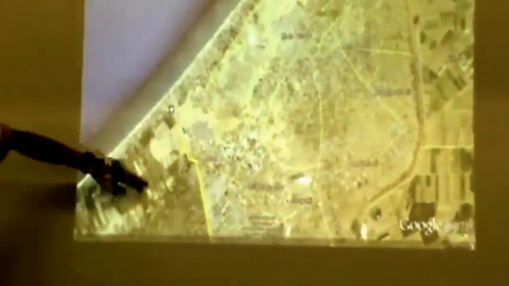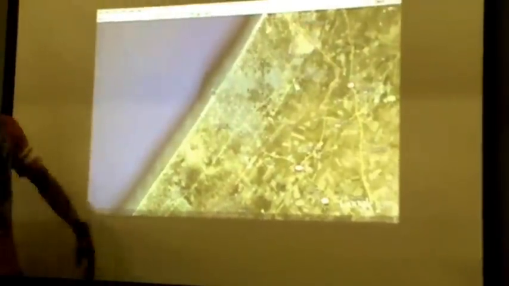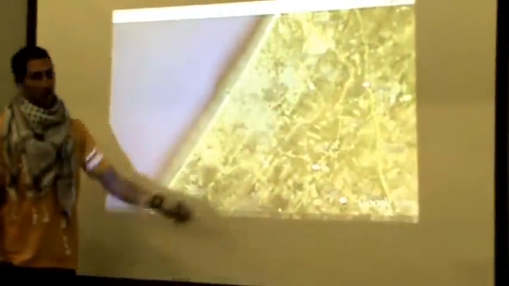This is Egypt, and this is the only gate, the only way to be in touch with the outer world. We cannot go anywhere. There is no access, no way to get out of the Gaza Strip except this way, which is through Egypt. This is the city of Gaza, and this is the place where I live.